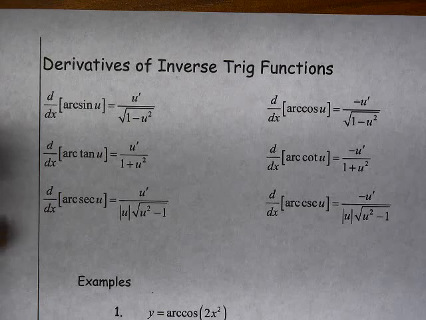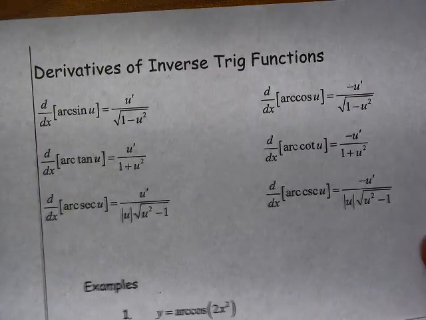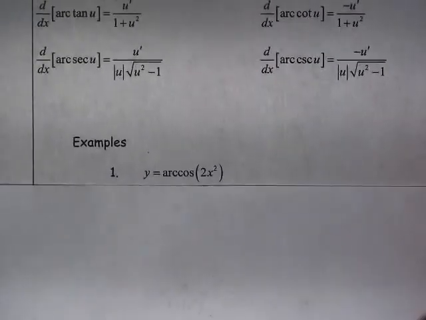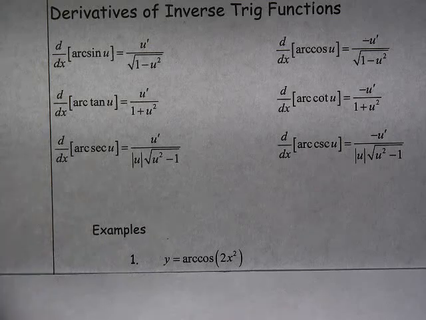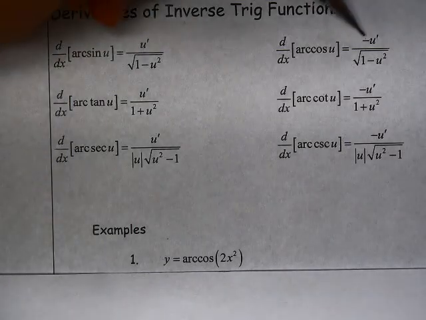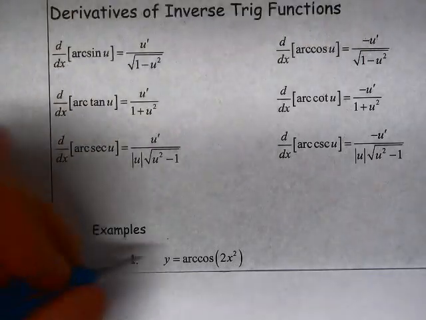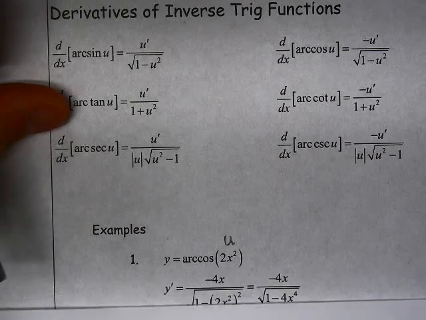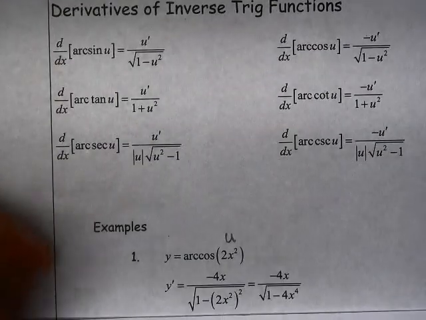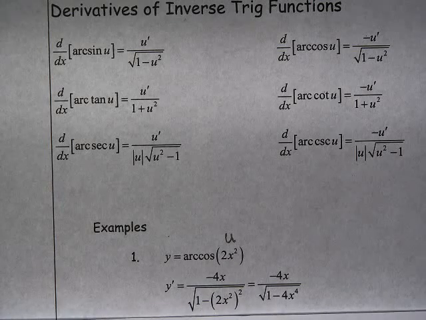All right. So if we take a look at that example here, we want the derivative of arccosine of 2x squared. Then we're going to use the formula here. So we have negative u prime over the square root of 1 minus u squared. And of course, u here is 2x squared. So the negative of u prime is negative 4x over the square root of 1 minus (2x squared) squared.